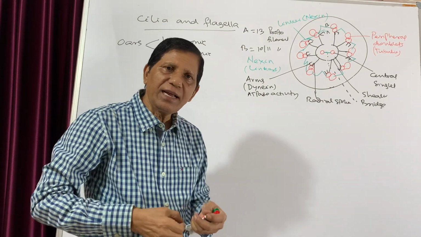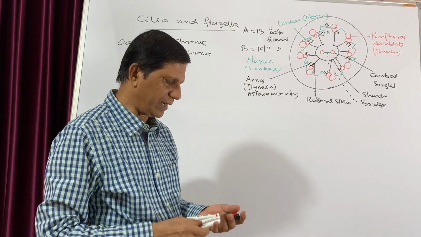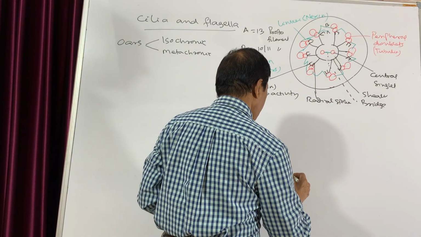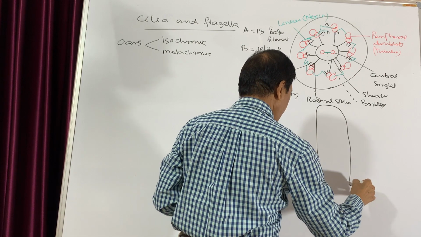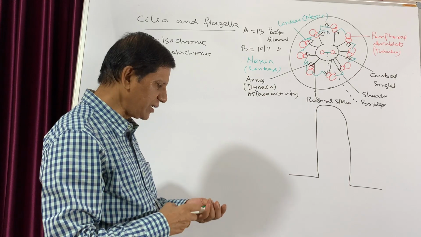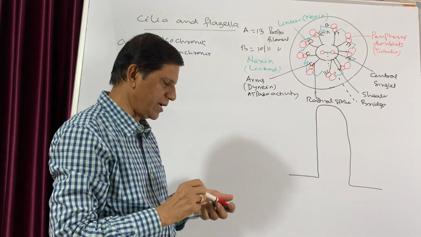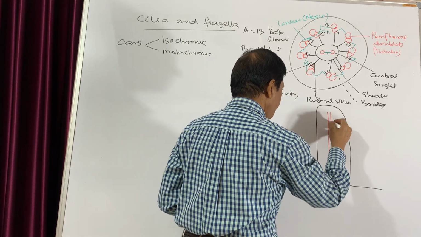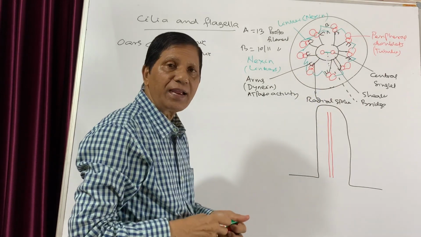But when we say that they are extensions of the cell membrane, how does it look in the longitudinal section? Let us draw one diagram. In the longitudinal section, if this is the cell membrane, then this is the extension of the cell membrane. This extension of the cell membrane is known as the shaft, within which there is this 9+2 arrangement. At the center there will be 2 microtubules, these 2, and they are surrounded by 9 doublets.